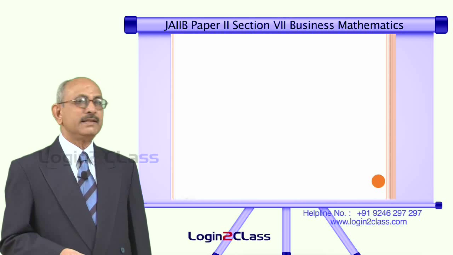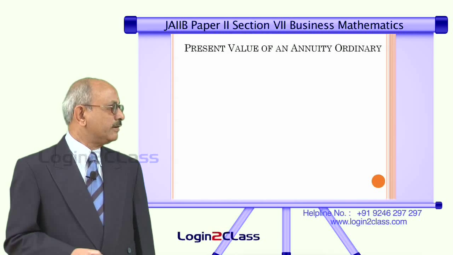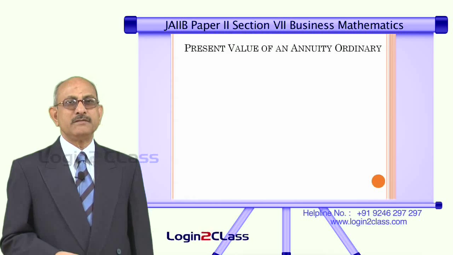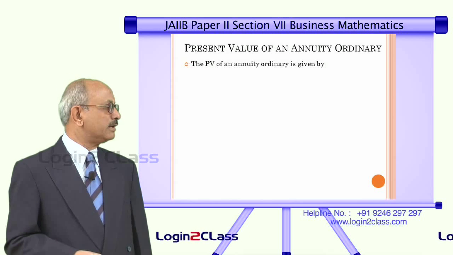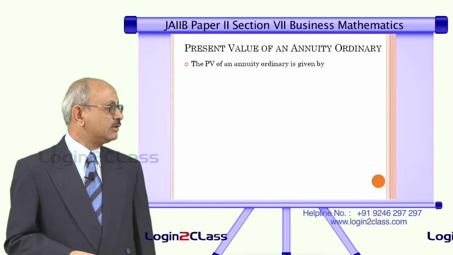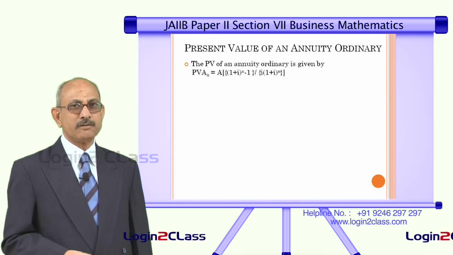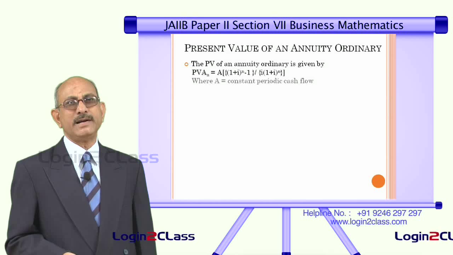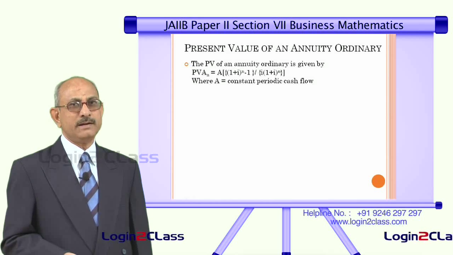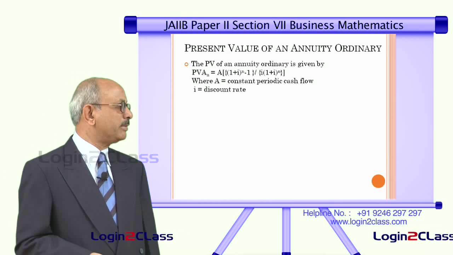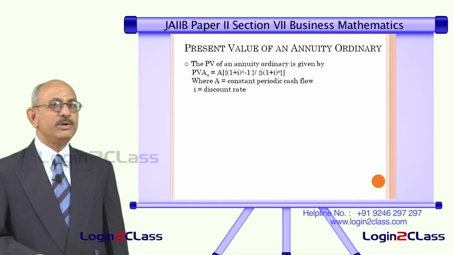And similarly, in the case of an annuity, we can arrive at the present value by using this formula. So, as we know, we have got two types of annuities. One is called an annuity ordinary, where the payments or receipts are made at the end of the period, and if the payments or receipts are at the beginning of the period, it is known as annuity due.